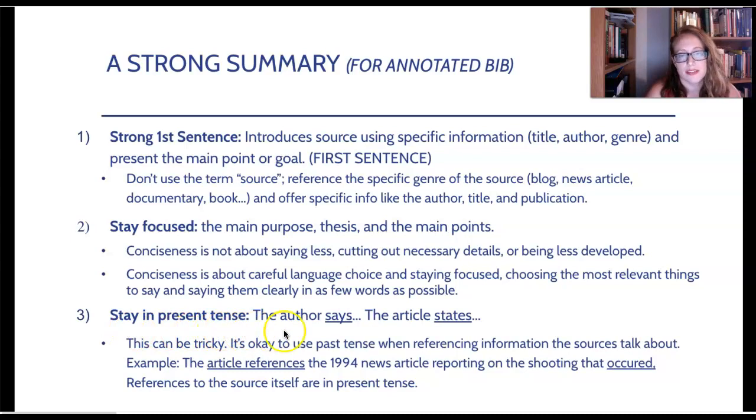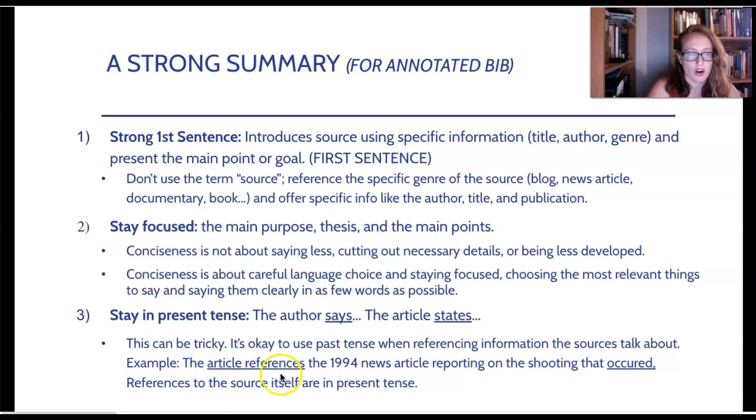Stay in present tense. So saying the author says, not said, or states, not stated. This can be tricky. It's okay to use past tense when you're referencing information the source talks about. If you say the author talks about a book that was written in 1999, that makes sense. If you try to make that present tense, it gets weird. The article discusses a book that is written in 1999 doesn't make sense, right? But when you're referencing the article itself, you stay in present tense.